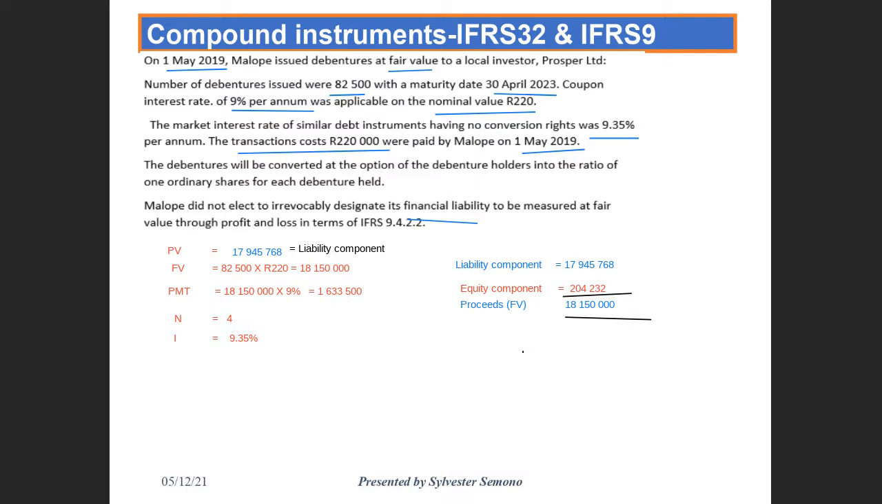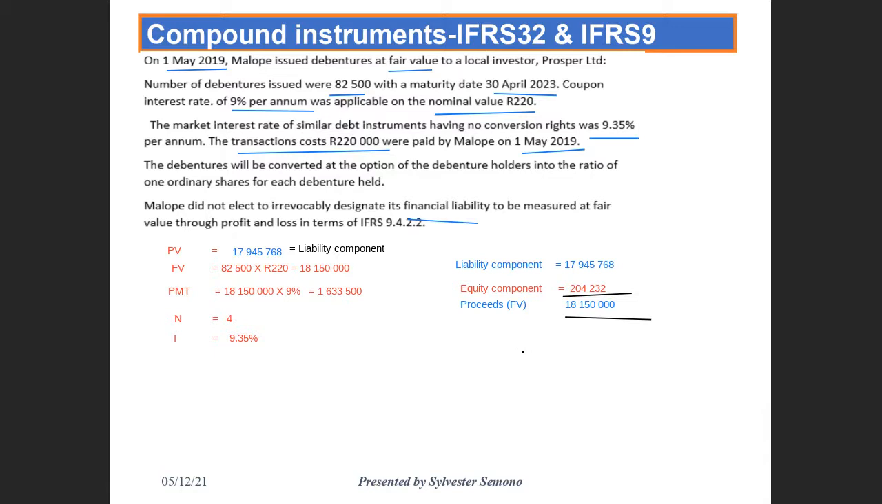But can you see, the only way we can find the liability is to discount this future value, which is the proceeds. And when we discount that, we call this the present value. So this present value represents the liability component. I think that you are following so far. And remember, Malopi did not elect to present this financial liability at fair value through profit and loss. In other words, we cannot expense these transaction costs.